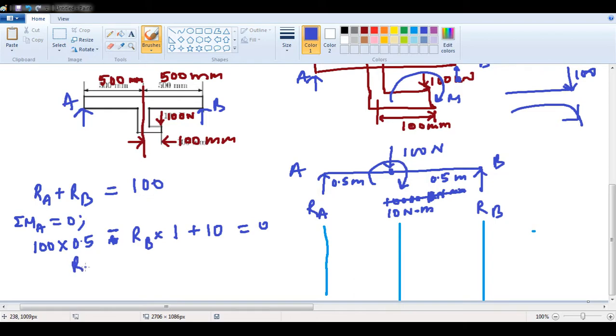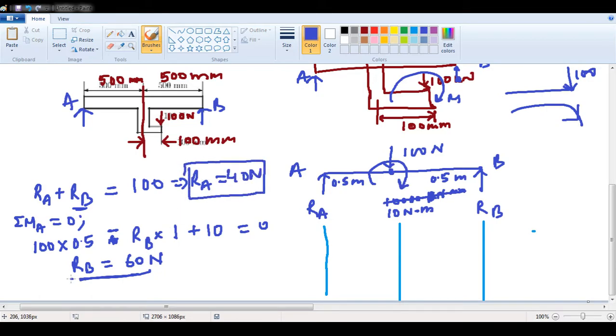So from here we will get the value of RB as 60 Newton. When we get the value of RB as 60 Newton, we will put it over here. So we will get the value of RA as 40 Newton. So we got the reaction forces Ra and Rb. Once we get the value of Ra and Rb, that is Ra is how much? 40 Newton, Rb is 60 Newton.